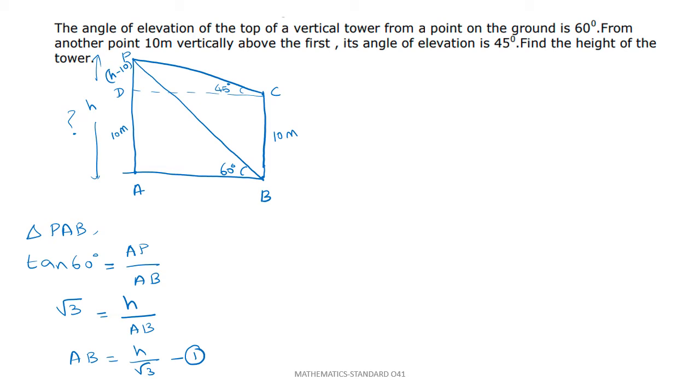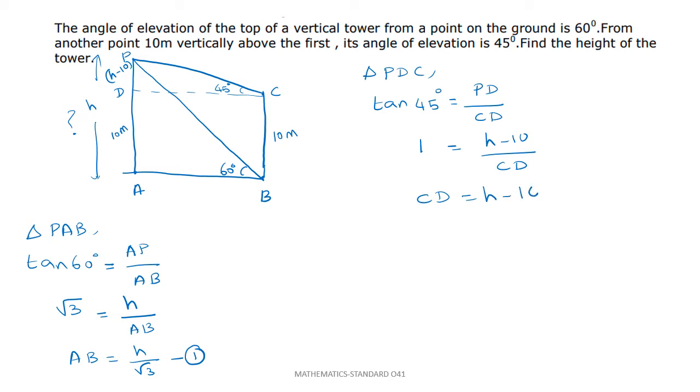Okay, now let's take the other triangle PDC. Tan 45 degree is given by PD by CD, same, opposite by adjacent, and tan 45 is 1. And what is PD? PD is h minus 10 divided by CD. So bring CD to the other side. So CD is h minus 10.